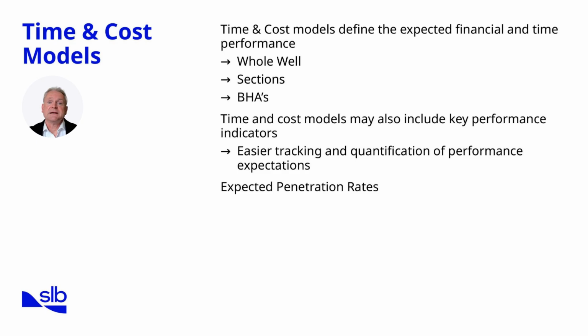Key performance indicators, such as cost per foot, rate of penetration, or rig efficiency, allow us to quantify whether we are meeting expectations. Expected penetration rates are a classic example. If the model predicts 30 meters per hour in a given formation, but we are consistently drilling at 20 meters per hour, the variance becomes immediately visible.